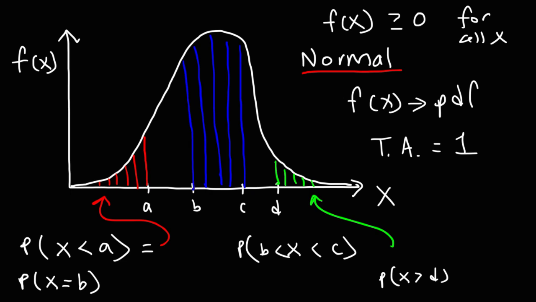So whenever you try to calculate the area of a finite point, it's going to be 0. The only way you're going to get a value above 0 is x has to have a range of values. It can't have a single value. So just keep that in mind.